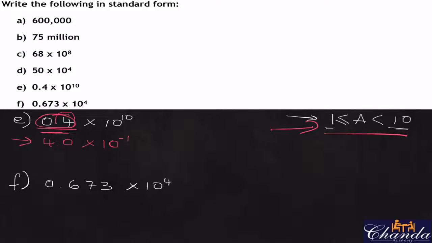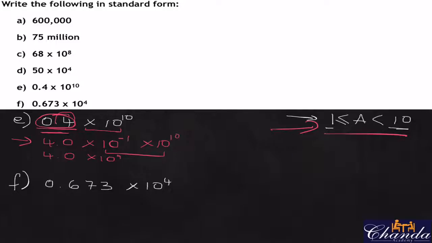So it's 10 to the power of negative 1, and obviously we still have the 10 to the power of 10 left over. Once again, using our knowledge of the first index law, we simply combine these two. So negative 1 plus 10 gives us to the power of 9. So 4.0 times 10 to the power of 9.